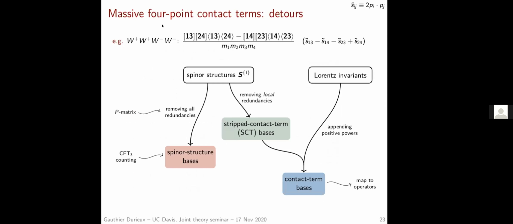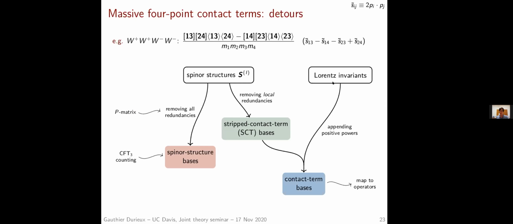So let me now go to the 4-point case, which is somewhat more complicated and requires some detours. We can look, for instance, at this 4-point W plus, W minus, W minus contact term, which can naturally be decomposed into two pieces: a piece with only spinor structures, or linear combinations of spinor structures, and a piece with only Lorentz invariants, like those Mandelstam dot products. So we can think about constructing those contact terms just from combining those two ingredients.